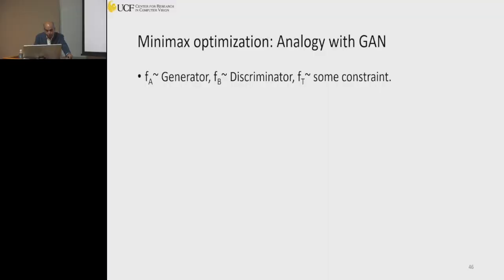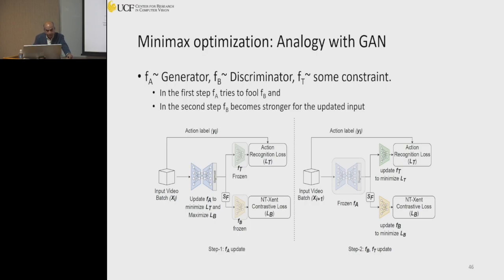So you can look at this like a game. We can treat FA, the anonymizer generator, and FP, the privacy branch, as a discriminator, and FT is some other constraint. In the first step, FA tries to fool FP because it keeps anonymizing. In the second step, FP becomes stronger for the updated input. That's the general idea of what's happening. So let's look at some results.